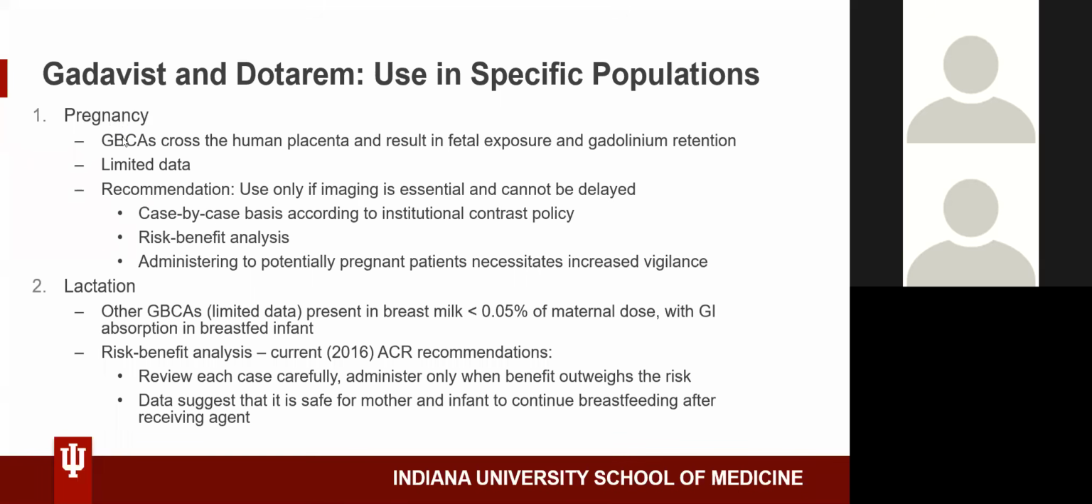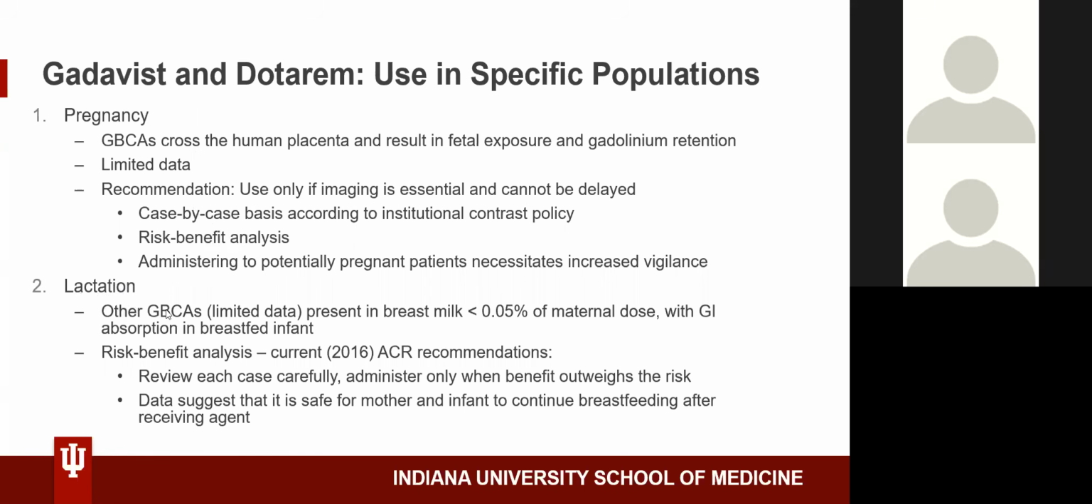So for pregnant patients, we do know that GBCAs cross the human placenta and can result in fetal exposure as well as gadolinium retention. As you might expect, though, there's limited data in this arena, but the recommendation for Gatavist and Dotarem is to use them only if imaging in pregnant patients is essential and cannot be delayed. So it all comes down to risk-benefit analysis, which for these agents, because they're so stable, it's generally not difficult to justify the fact that the benefit to the mother is going to outweigh the risk to the fetus.